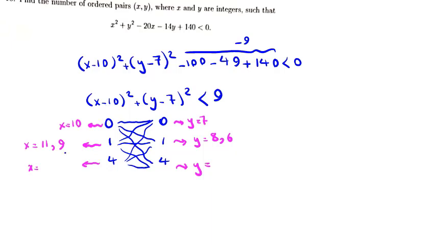So x minus 10 is plus minus 2: 10 plus 2, 12, or 10 minus 2, 8. Y minus 7 is plus minus 2: 7 plus 2, 9, or 7 minus 2, 5. So here x can have 5 cases. Y also has 5 cases. Each of these 5 cases of x times each of the 5 cases of y will be an answer. So the answer equals 20.